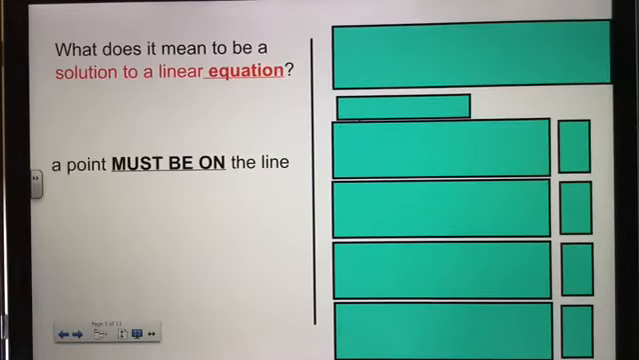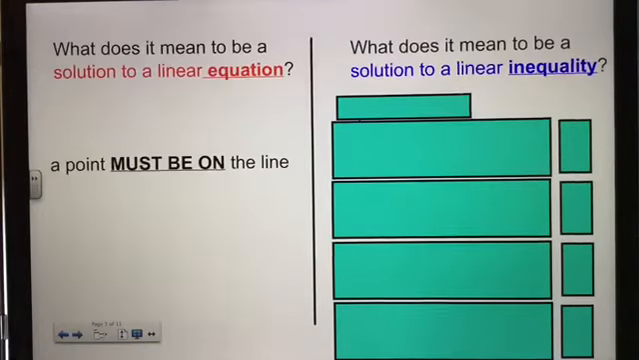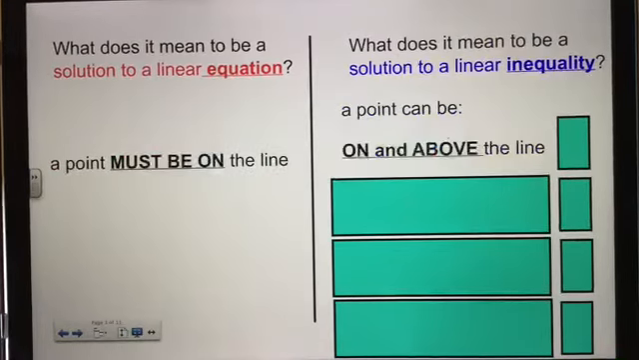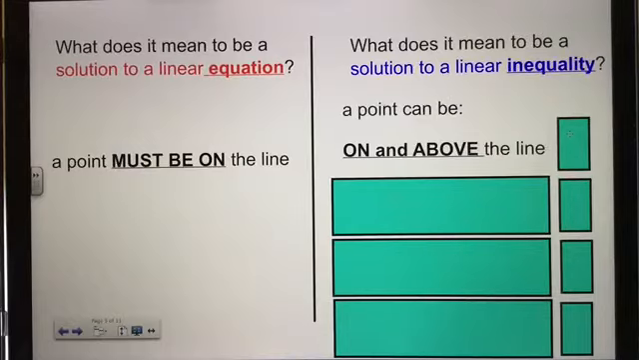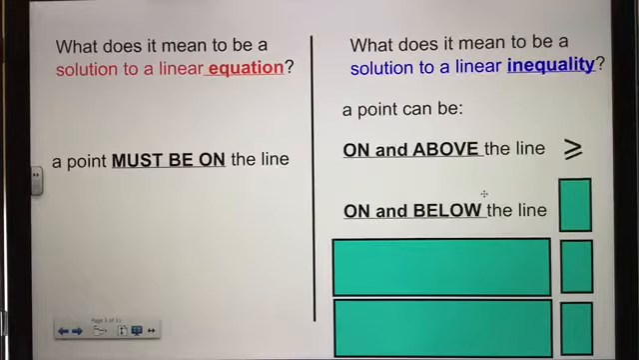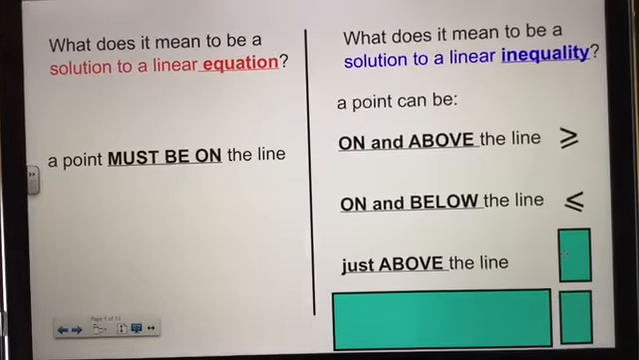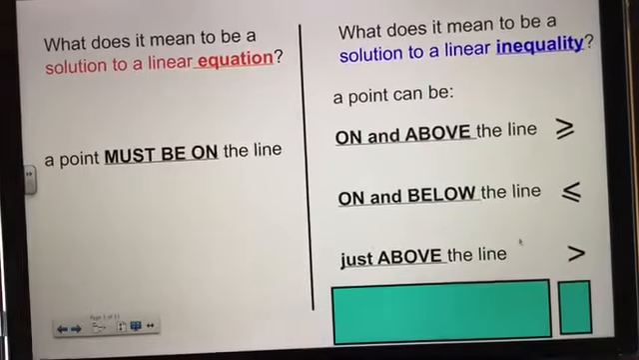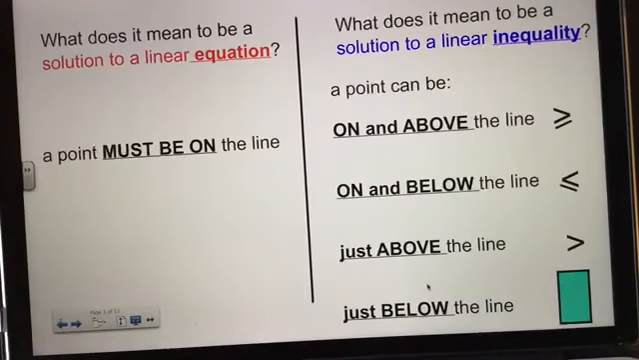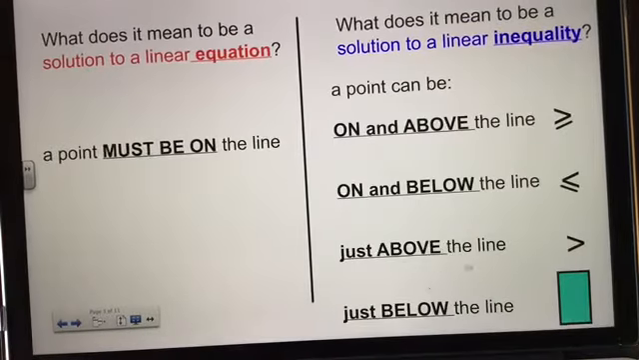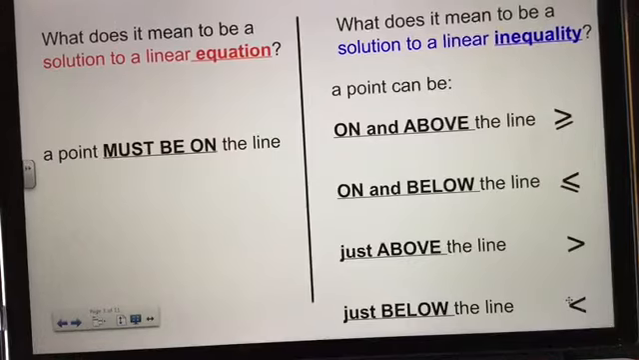But when we have a linear inequality, there's far more options. A solution can be a point on and above the line. We see that with our greater than or equal to. It could be a point on and below the line, which we see with our less than or equal to inequality. It could be just above the line, so not the line itself, but just those points above it, like we saw with our Do Now, where we have that greater than inequality, or just below the line, so not including the line, but just underneath it.